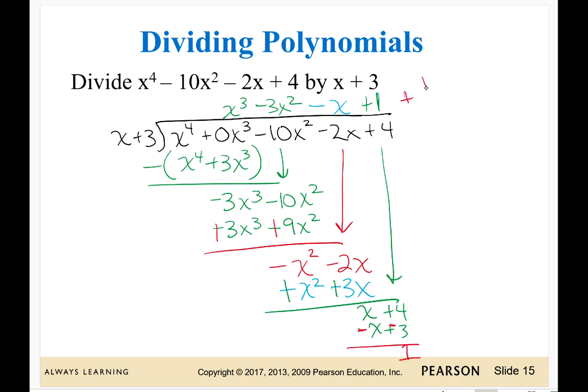So plus 1 over my divisor, sorry. So there is my final answer. And again, if you would like to check, please do so. Quotient times divisor, and then add that remainder of 1. And you should end up with your dividend. So don't be afraid to check these problems as you're going through. It is very time consuming, but it works.